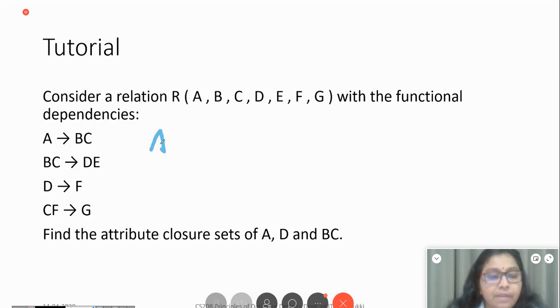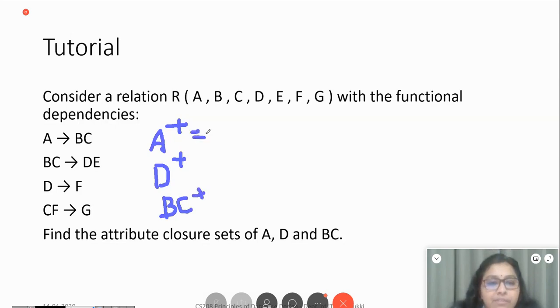Okay, so I find the attribute closure of A. I have to find the attribute closure of D, and I have to find the attribute closure of BC. This is what I am being asked. Okay, so attribute closure of A, let's do that.